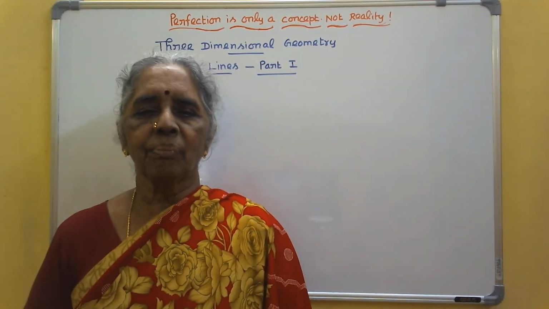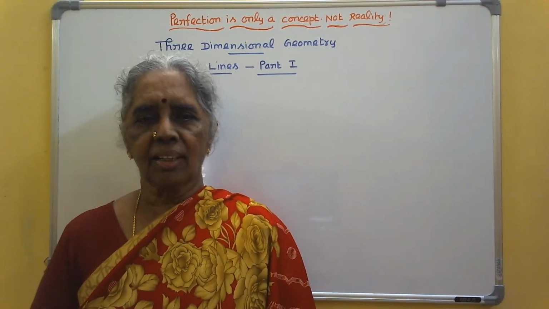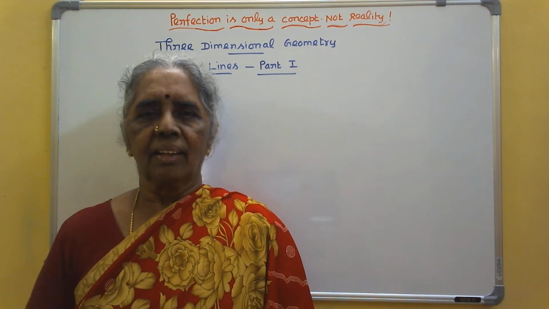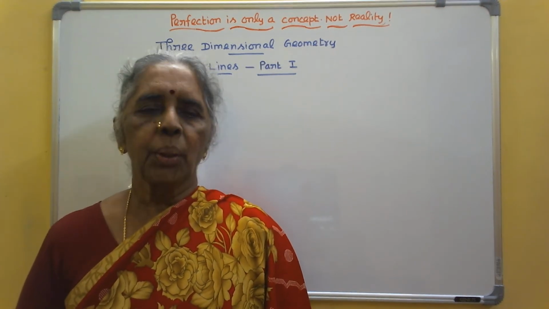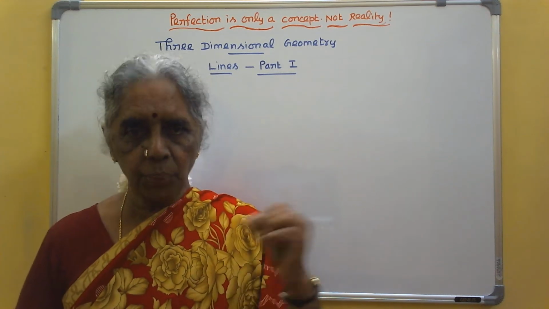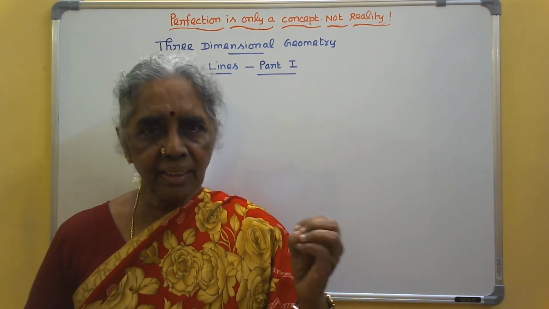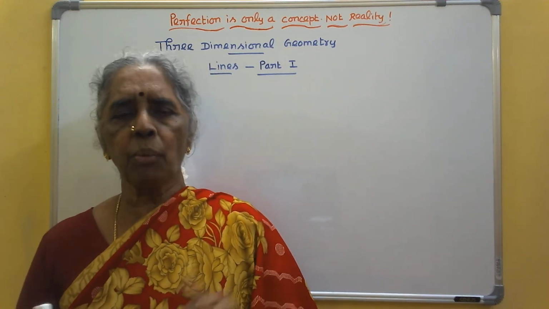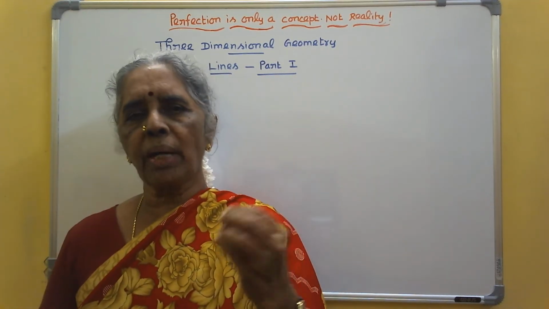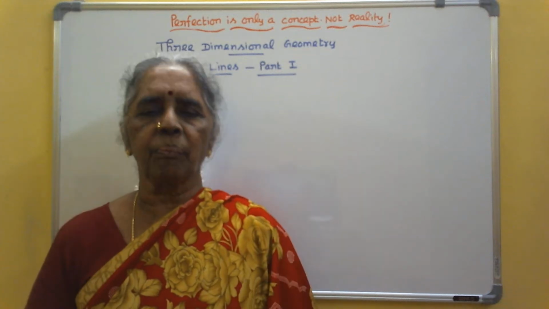Good day everyone. You have learnt vectors. A vector is a directed line segment. You know how to find the magnitude of a vector, the direction ratios, the direction cosines. You have learnt about dot product, cross product, everything in that chapter.